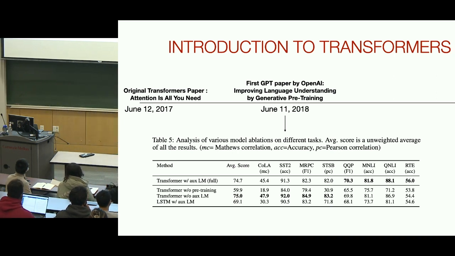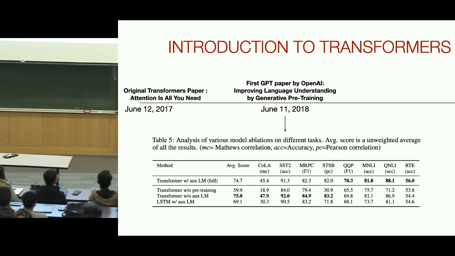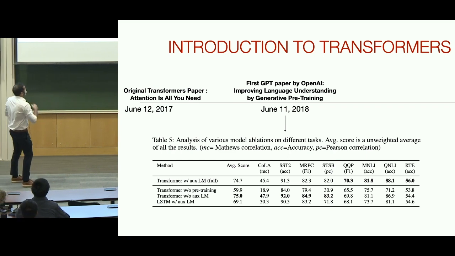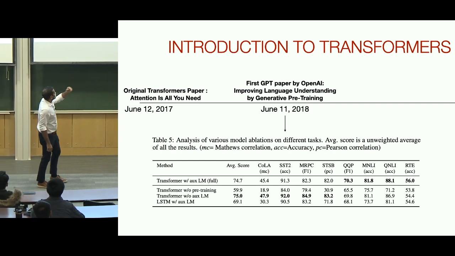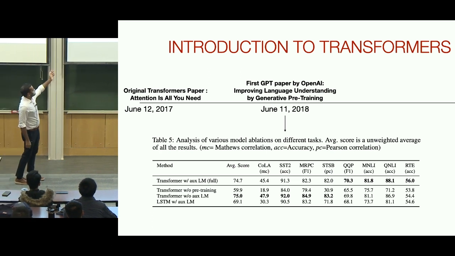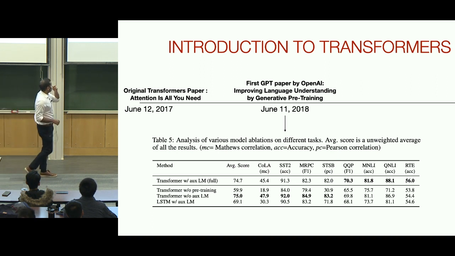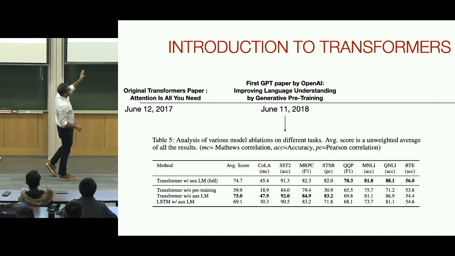So the columns that you see here, COLA, SST2, MRPC, they are data sets corresponding to 8 different tasks. I think SST is sentiment analysis, MNLI there, the third last column is natural language inference, and so on. So they've compared the transformer architecture to the LSTM, which is at the last row. So an LSTM with auxiliary language modeling, that's close to the state of the art in 2018. And with transformers, they have a 6-point improvement.